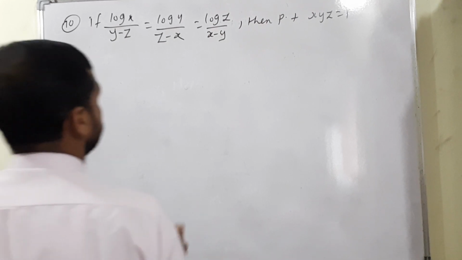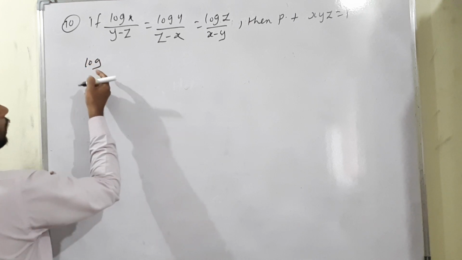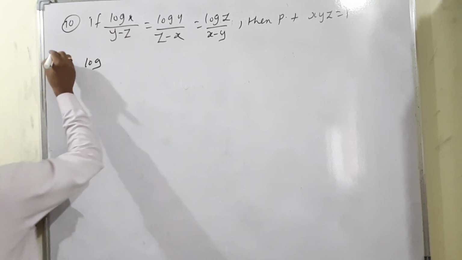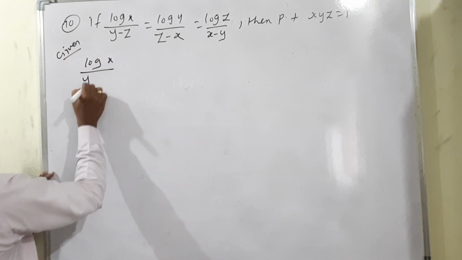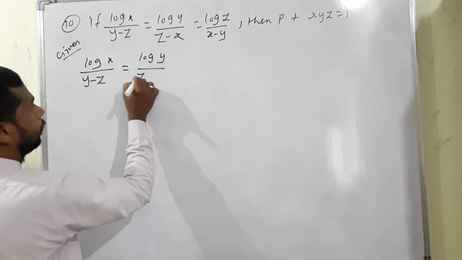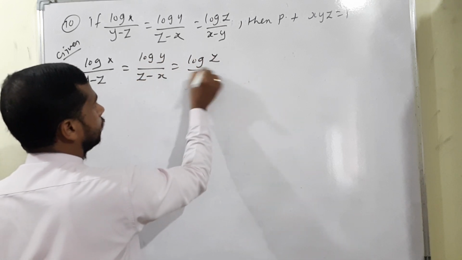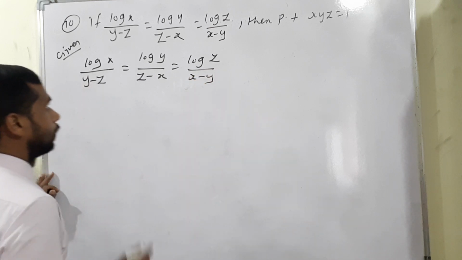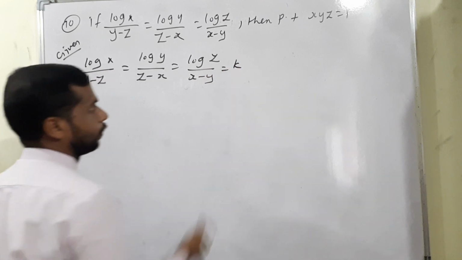Question number 10. What is the condition? The given condition: log x divided by y minus z is equal to log y divided by z minus x, equal to log z divided by x minus y. Let us consider all three terms equal to a constant, k.